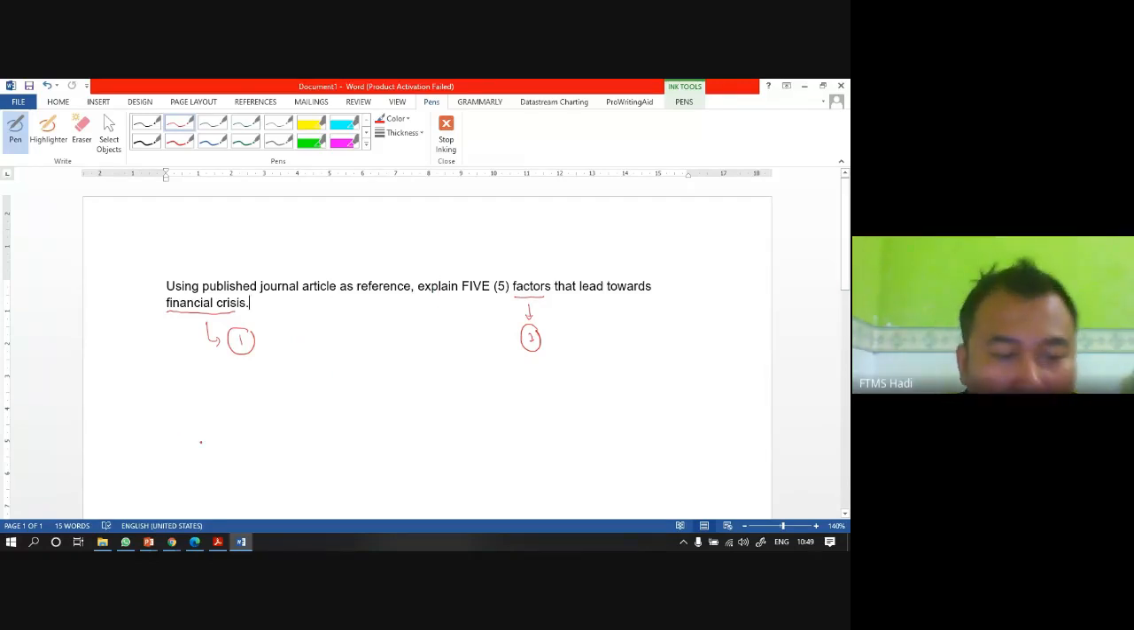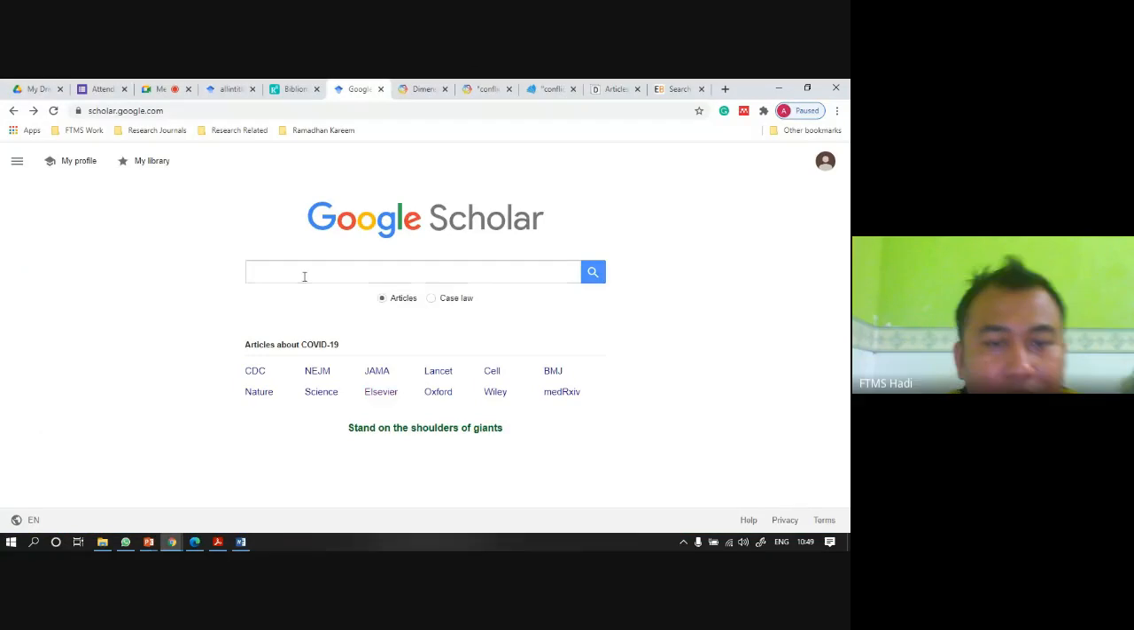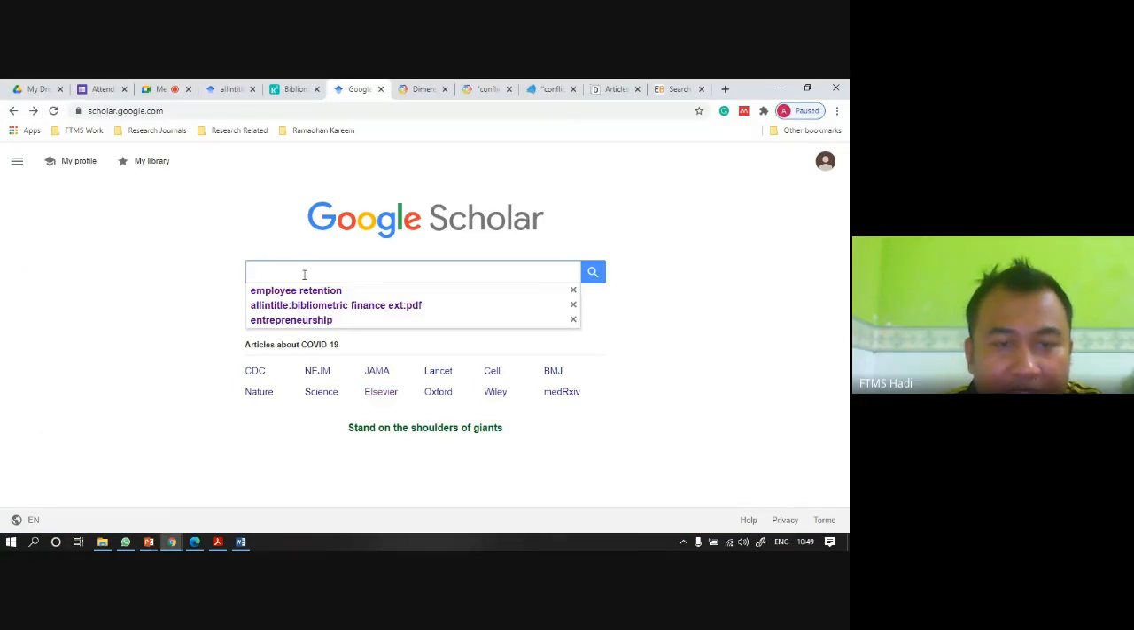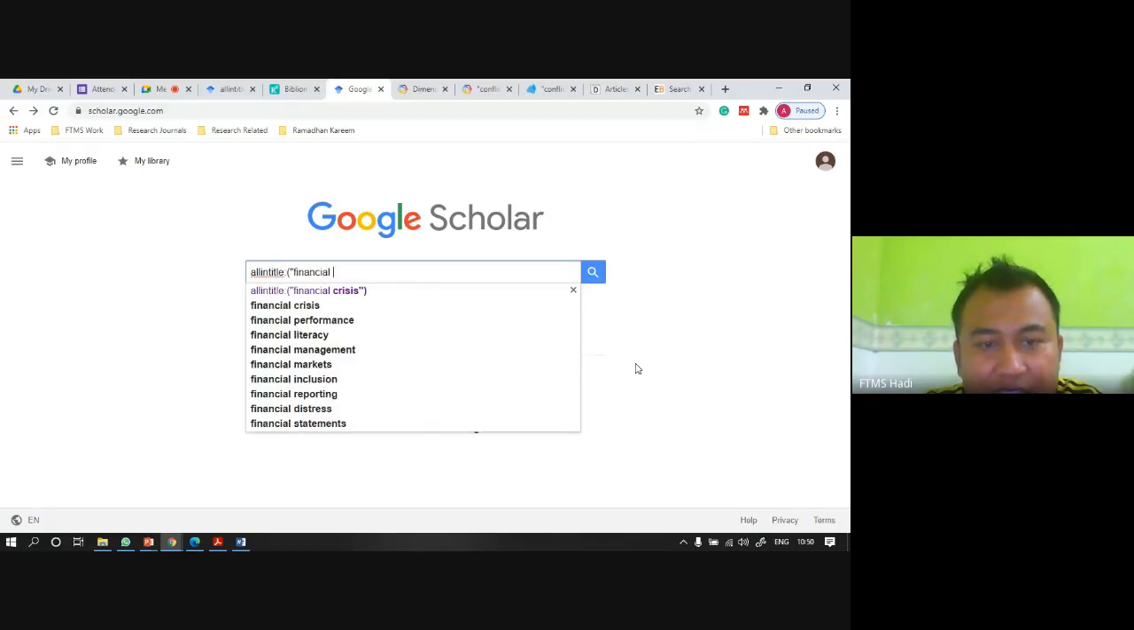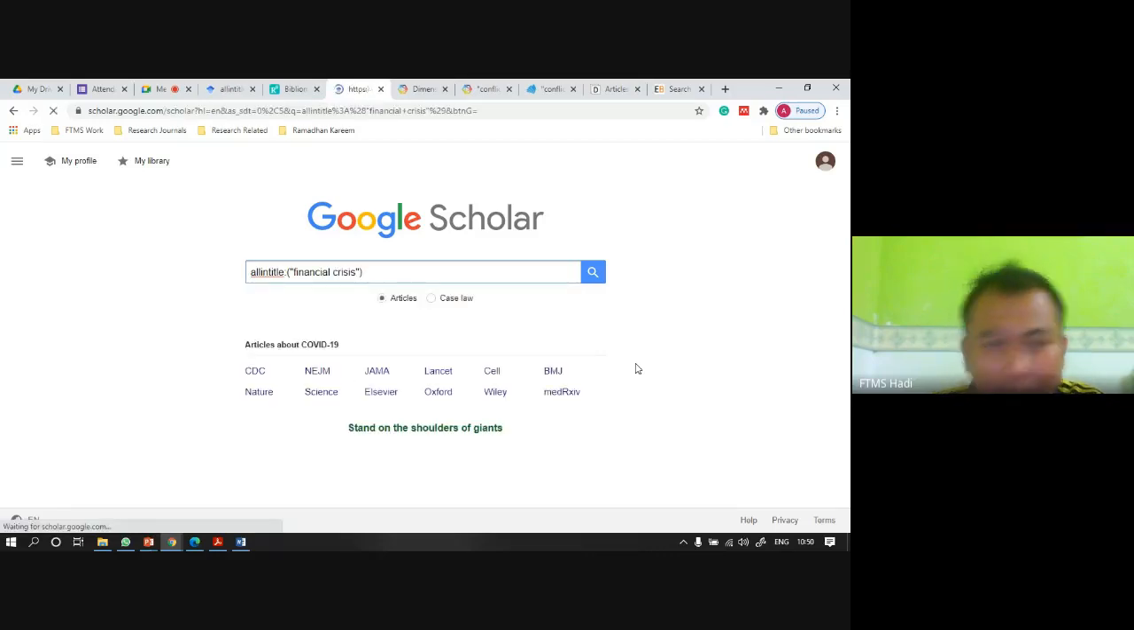So what I have to do in Google Scholar is, if you want to search by title, type this one, ALLINTITLE. Okay, all in title. That means the field code that leads your search is based on title. After the colon, you need to put a bracket. That is the first group. The first one is financial crisis. So see what happens.